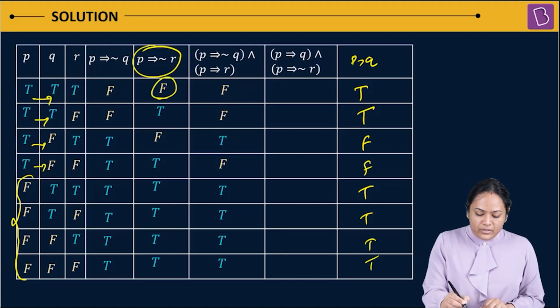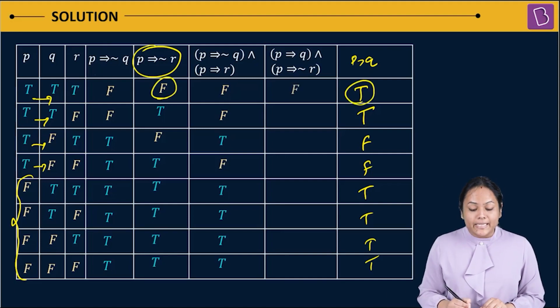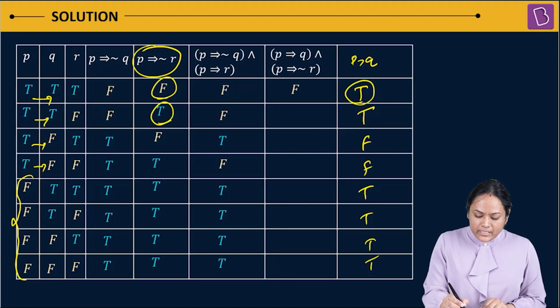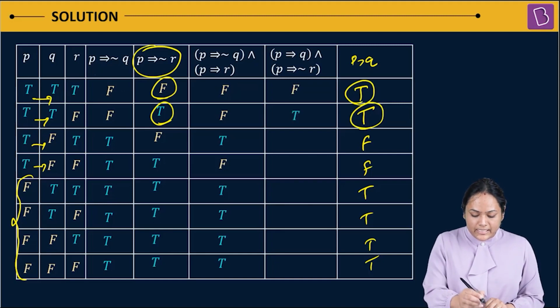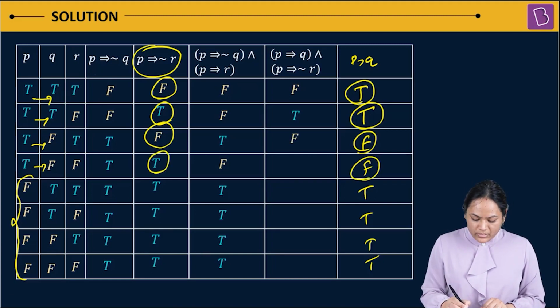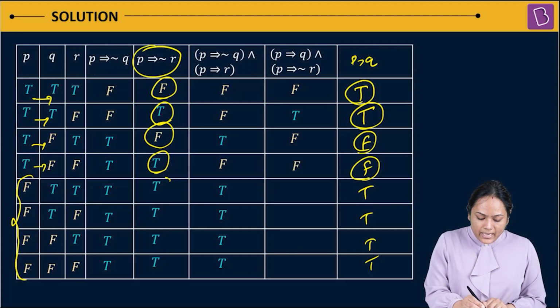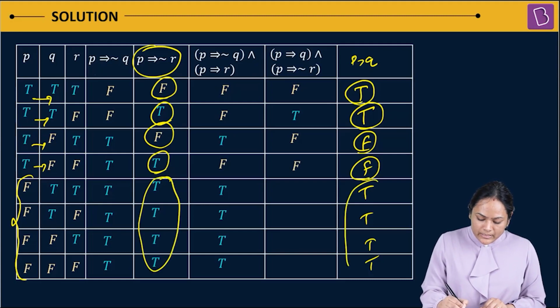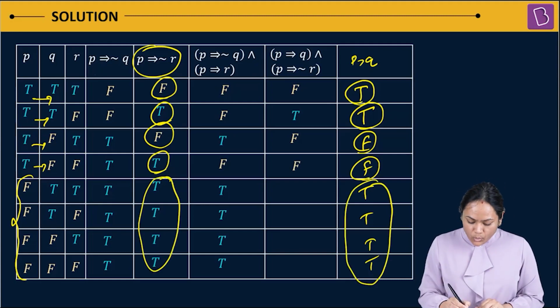So I have F and T, definitely F. Then I have T and T, definitely T. I have F and F, and F. T and F is going to give me F again. And then I have T with T, I have to take and. So all these cases are going to give me T.